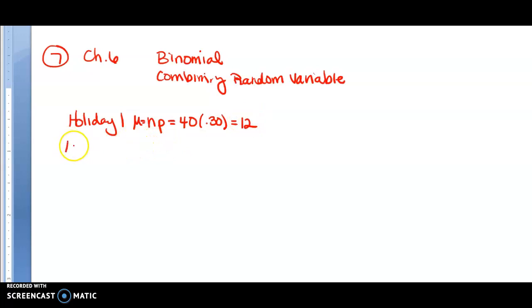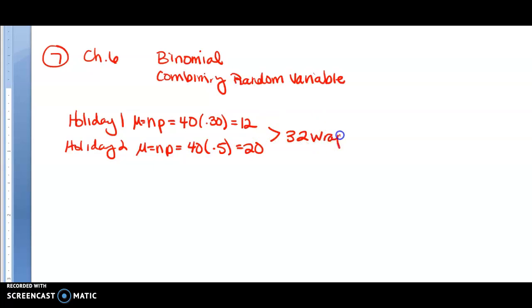And then for holiday 2, the expected value again is NP for silver candy wrappers. That's 40 times 50%, and that's 20. So you're going to expect to have 32 silver wrappers.